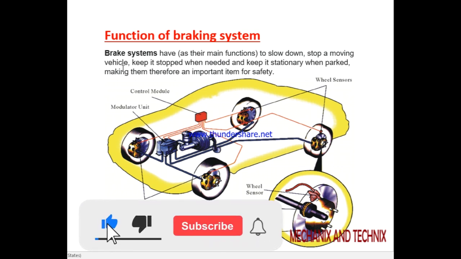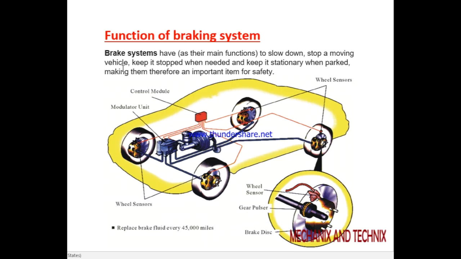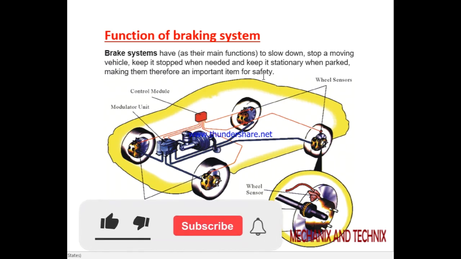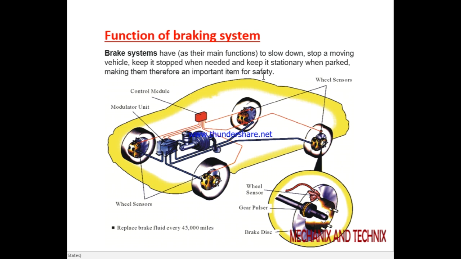When you want to stop your vehicle immediately, please press your brake pedal to stop your vehicle immediately. Thirdly, it keeps the vehicle stopped when needed and keeps it stationary when parked, making it therefore an important item for safety. Maybe you have some short problem and want to park your vehicle on the side of the road. You just have to press your brake pedal and then put your vehicle in park. Those are the 3 functions of the braking system.